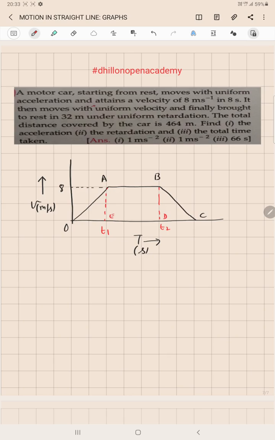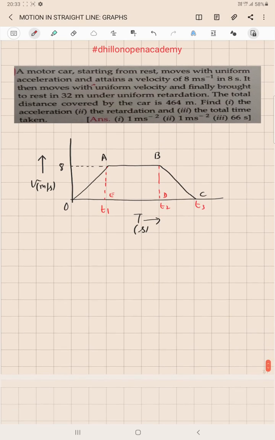So from O to E, it moves in the time interval t1 with uniform acceleration. From t1 to t2, it moves with the uniform velocity, and from t2 to the final time t3, it is brought to rest under uniform retardation.